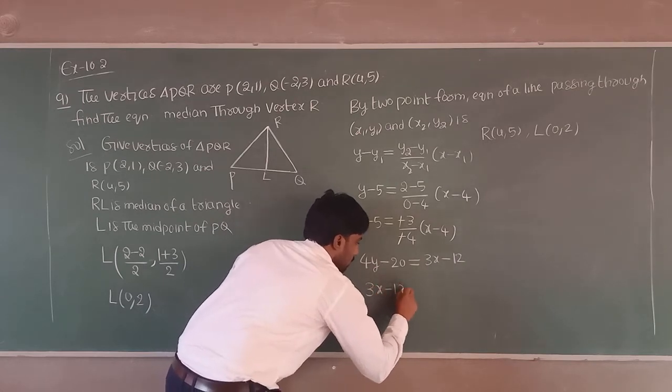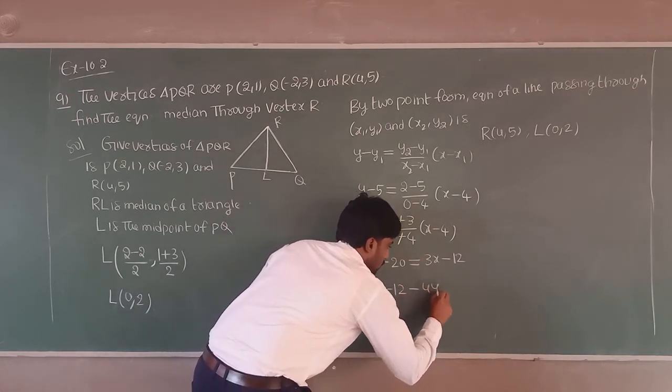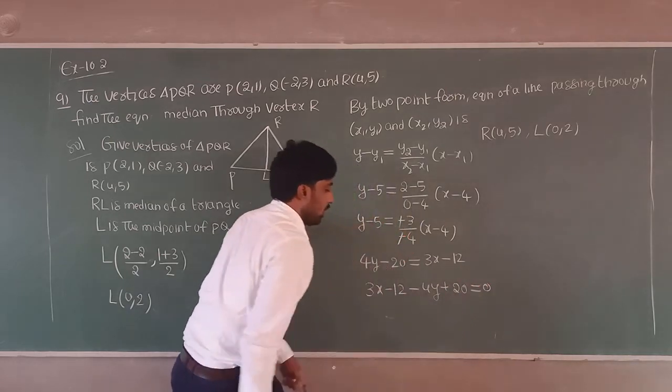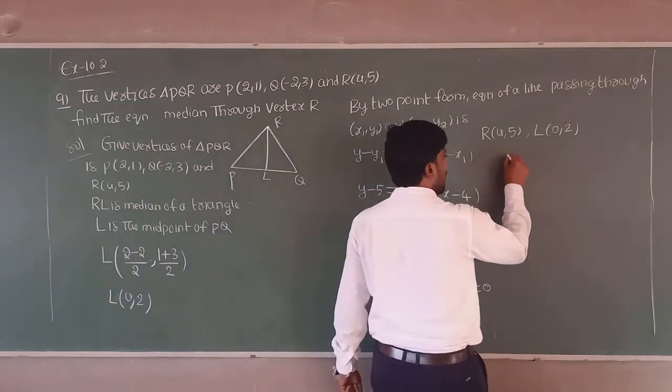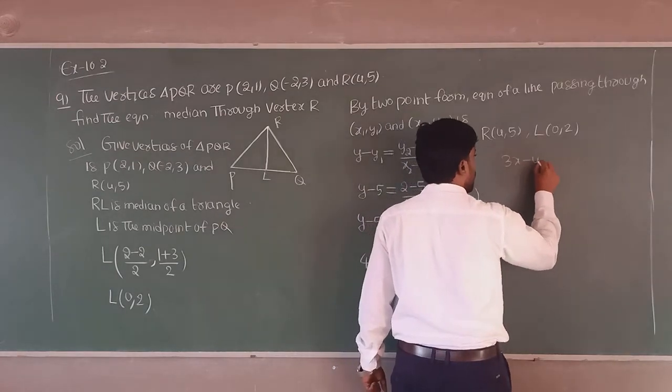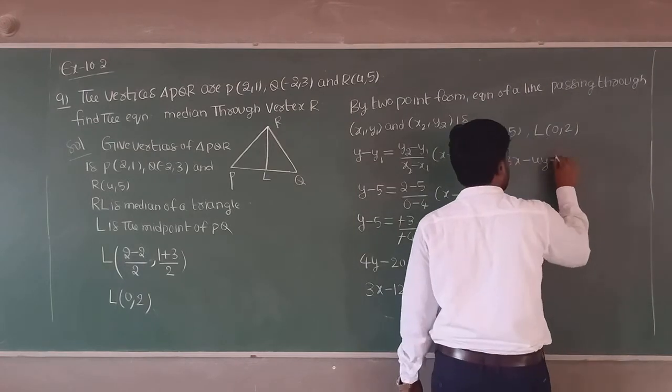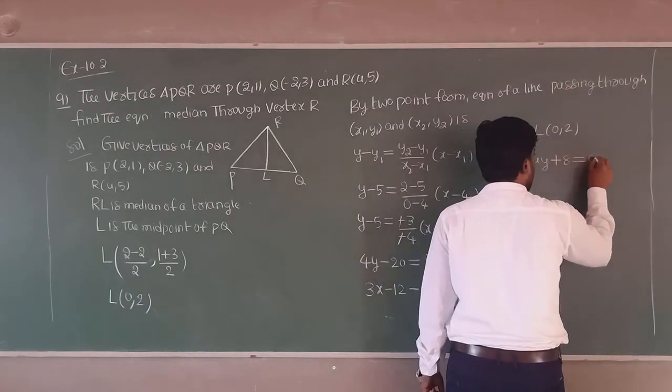3x minus 12, which is equal to minus 4y plus 20 equal to 0. Okay, now this one, what do you get here? 3x minus 4y plus 20. Plus 20 minus 12 is what? Plus 8 equal to 0.